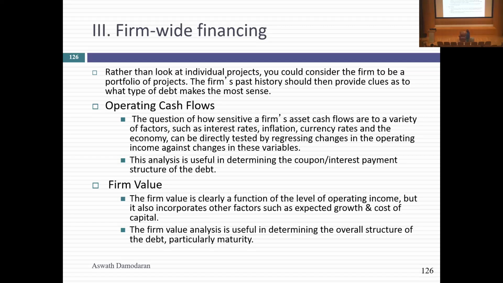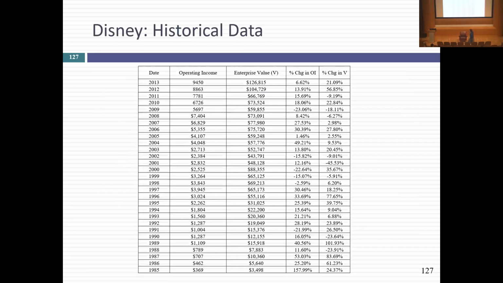So in the case of Disney, I collected two factors. I collected the operating income for the company because it gives me a measure of how much you have available to make interest expenses. And I also collected the enterprise value of the company, which tells you what the market thinks about the company. Those numbers over time show a company that started small in 1985, and over time you can see the buildup in the company, both in terms of operating income and enterprise value. Every year I computed the percentage change in operating income and the percentage change in enterprise value. So basically I'm getting a sense of what the company's been doing for the last 20-something years.